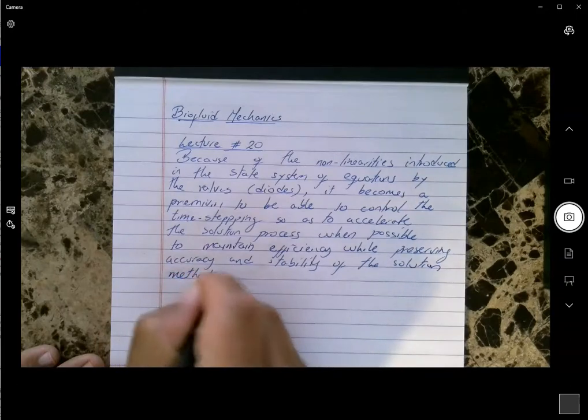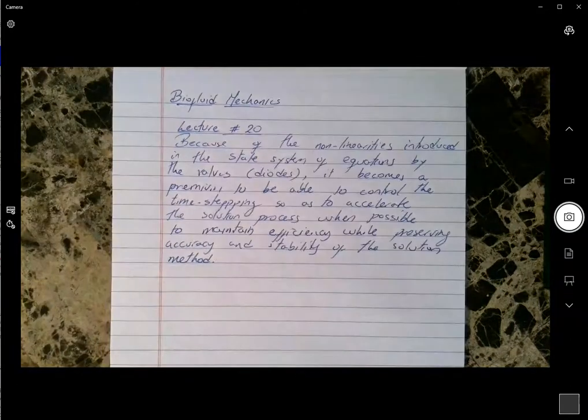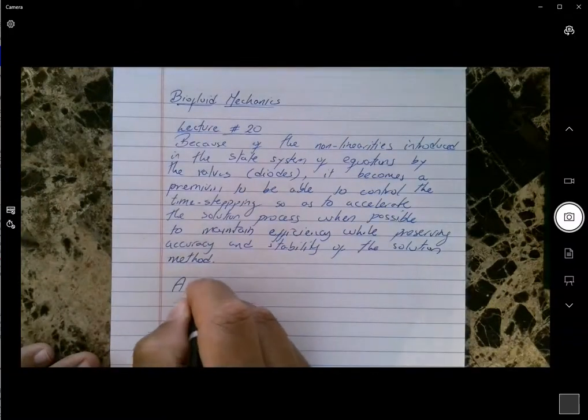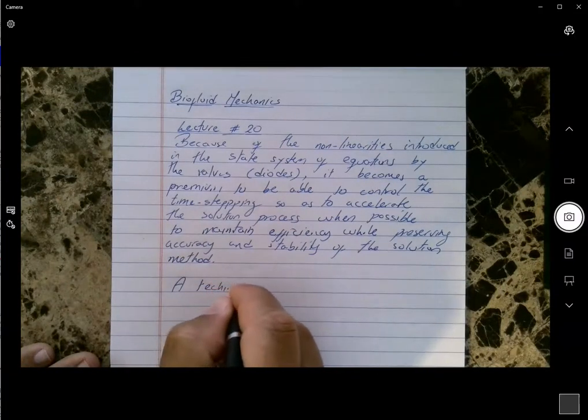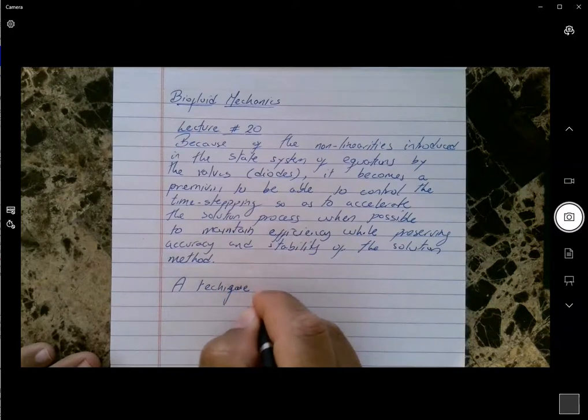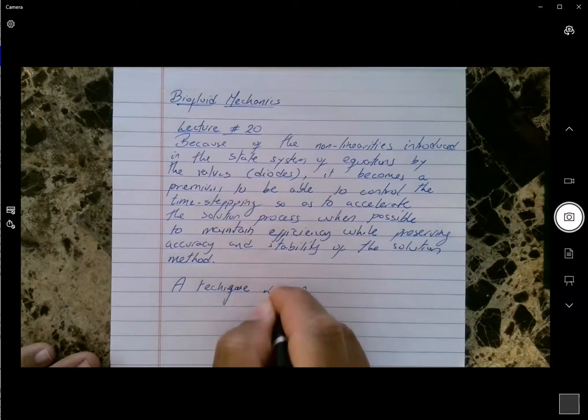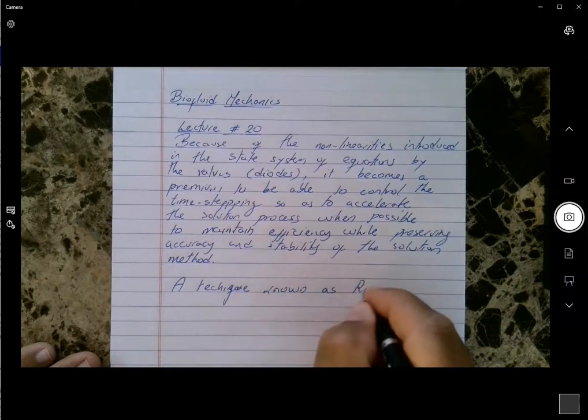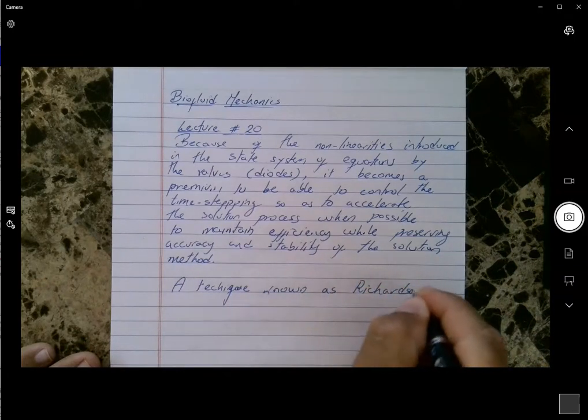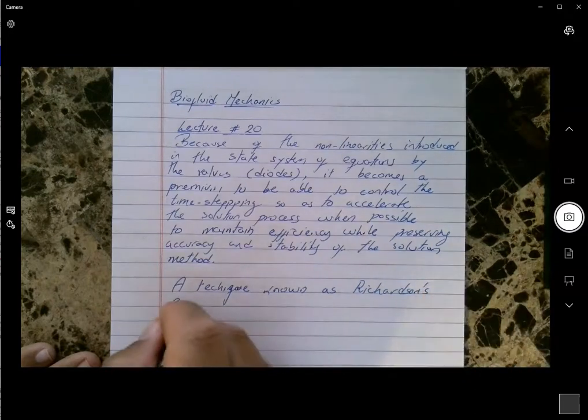Okay, so we notice that when we use too large of a time step, the solution will blow up. Essentially, as soon as a large error is produced by the numerical implementation, that error will propagate and amplify towards the next set of time steps until we find something that is completely meaningless. So what we're going to do is use a technique known as Richardson's extrapolation.